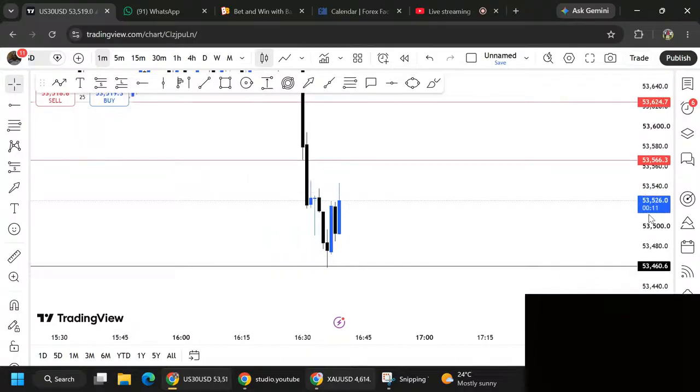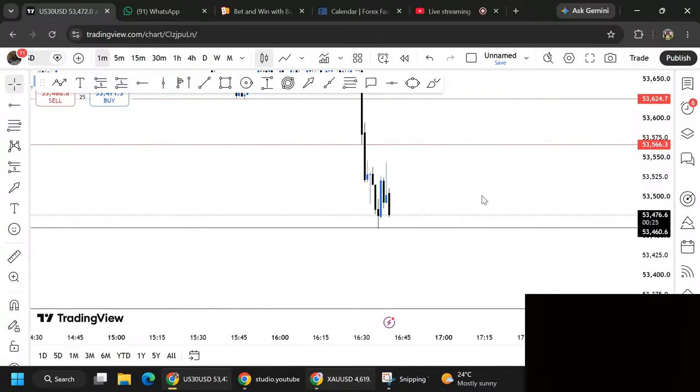Okay, I'm not seeing anything yet. The volume that's supposed to push this thing has not yet come. Still waiting for the volume that can push the US30 trade. Not seeing it yet. So far we are still bearish.